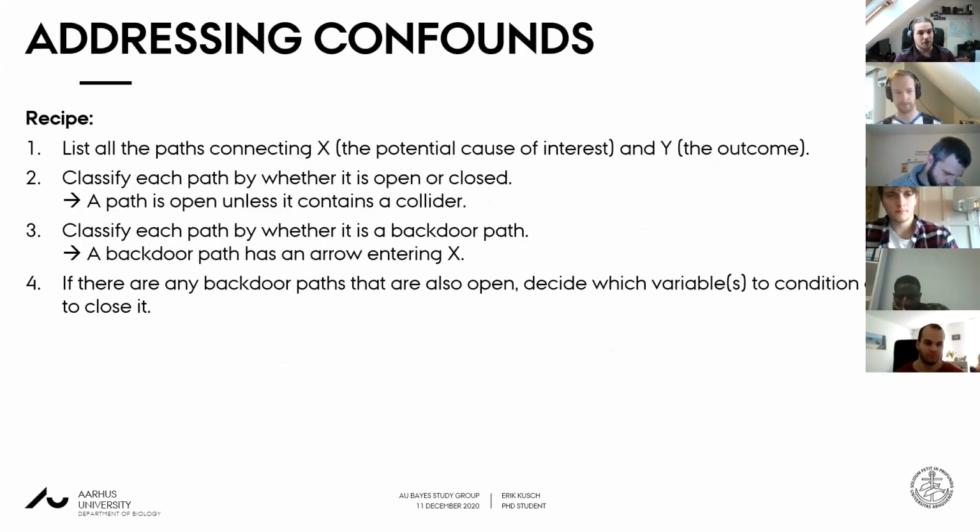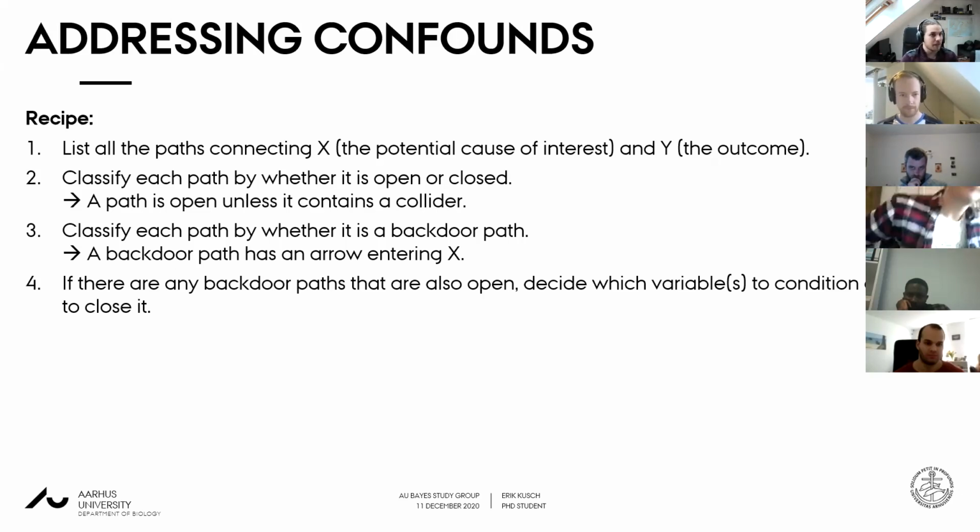So in summary, to address confounds, what we would like to do is list all of the paths connecting our potential cause of interest X with the outcome Y. We would then classify each path by whether it's open or closed, and a path is open unless it contains a collider, or we condition on the variables therein. We would then have to classify each path by whether it is a backdoor path. So a backdoor path has an arrow that is entering X.